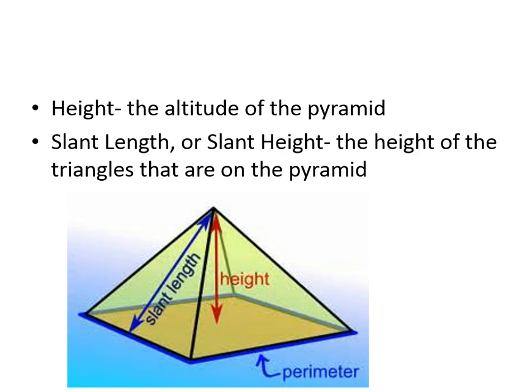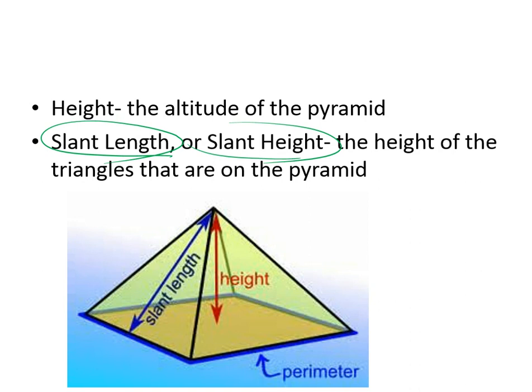Now, we're going to throw in a new word here. It's called the slant height or the slant length. What this is, is the height of the triangles that are moving up the sides of the pyramids and the cones. So it's the length going up from the base up to the top if you were to walk it.